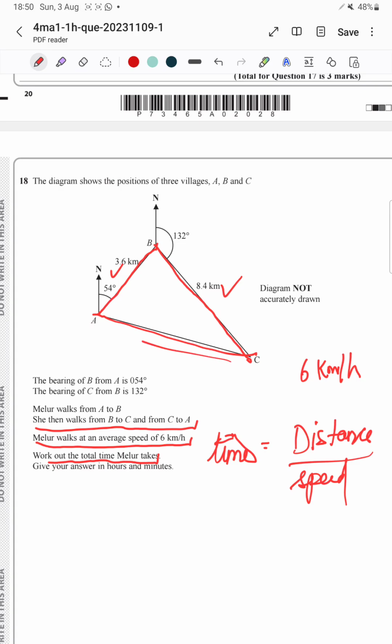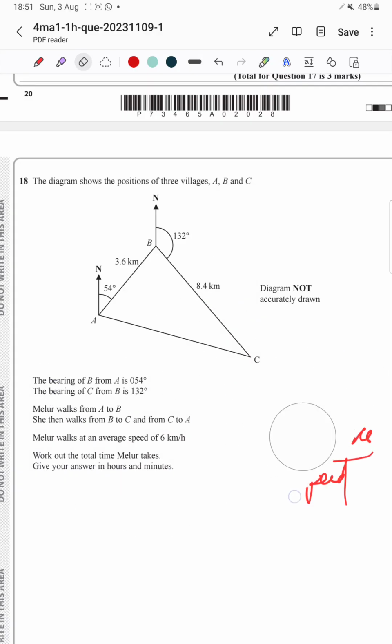To find AC, we know the two sides. If I can somehow find this angle, angle ABC, let's say X, the problem can be solved because I can apply the cosine rule. But now the question is how to find this angle X. Because the concept of bearing is used, we will apply that bearing concept to find the angles.